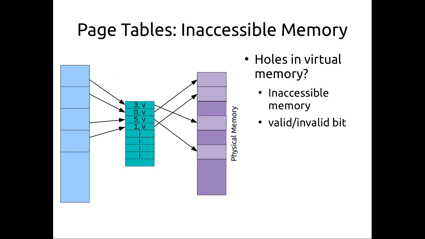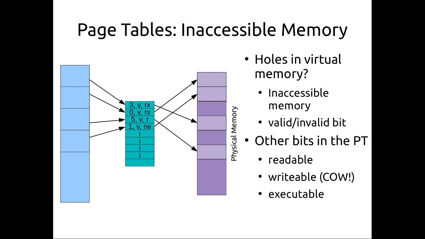Page tables provide even more operations than that, including access control bits. So not all memory can be read and written to, and we have the ability to have bits that tell us whether memory is readable, writable, and executable. Readable means that you can do loads from it, writable means that you can do stores to it, and executable means that you can try to execute it, right? So your instruction pointer can be set to it. So not all memory has all of these rights.